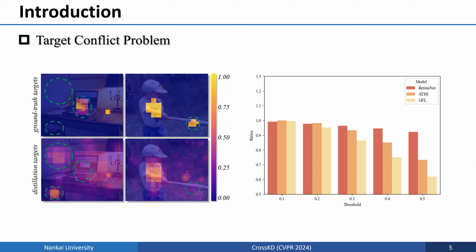Through investigation, we observe that prediction mimicking may suffer from a conflict between the GTs from the student's assigner and the distillation targets from the teacher. As a result, the student detector experiences a contradictory learning process during distillation, which seriously interferes with optimization. To quantitatively measure the degree of target conflict, we compute the ratios of conflict areas to the positive areas in the COCO dataset, which demonstrates the target conflict is quite common in object detection distillation.